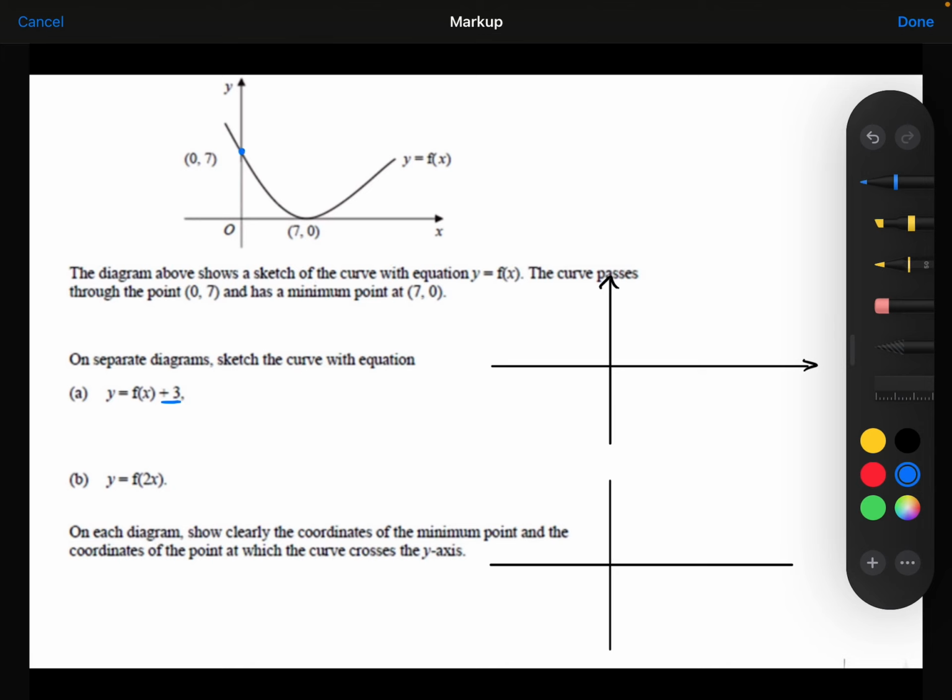So the coordinate (0, 7) is going to move up to be at (0, 10) now up there. The coordinate that was at (7, 0) is going to move up to be (7, 3). And every point is going to move up 3 units in the y direction. So our graph's going to look something like this.